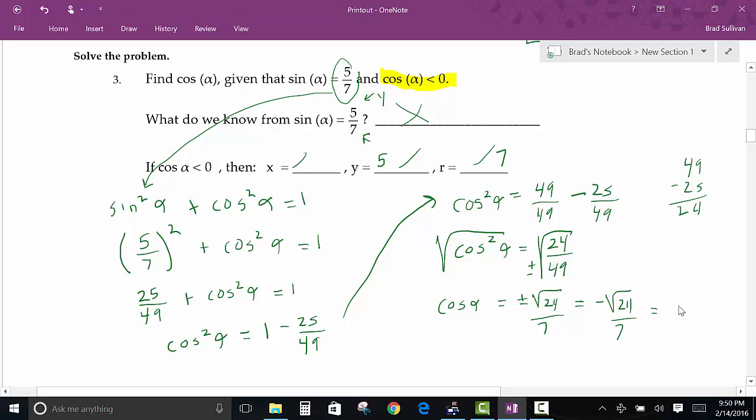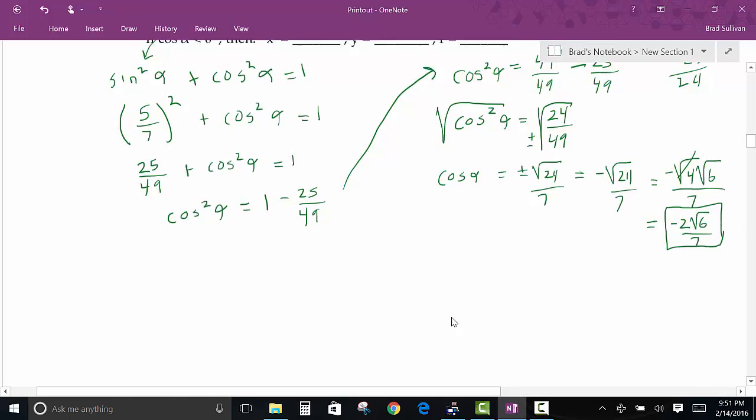However, you can break this up, and this is one of the things you've got to do with radicals. You can break 24 up into 4 times 6, and you do that because the square root of 4 comes out to be just 2. So you would end up having an answer of negative 2 times the square root of 6, and then all over 7 like that. So that is the solution of the problem. So actually using that identity is a pretty slick way to find the other trig function if you know either the sine or cosine. All right, well, let's move on.